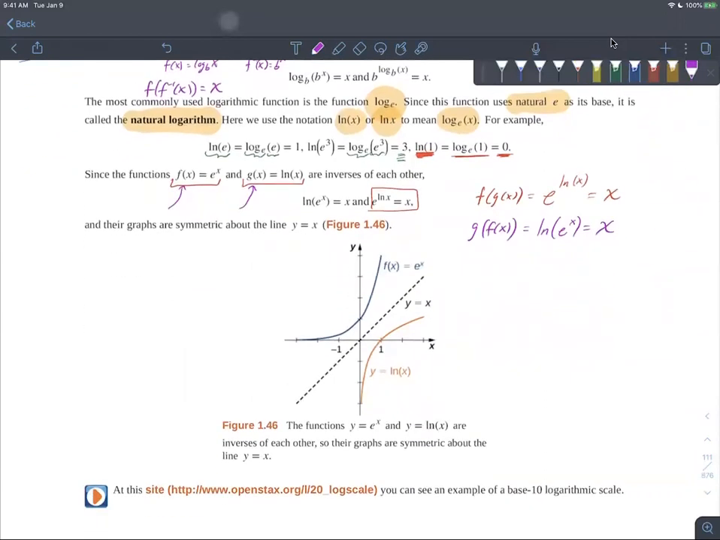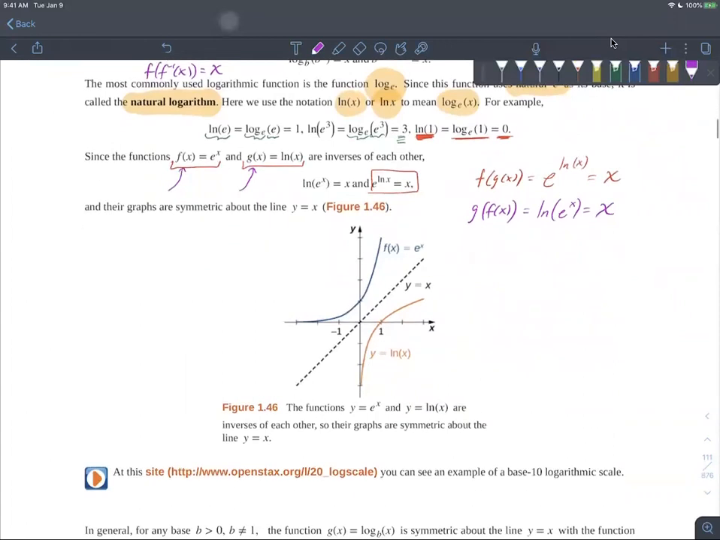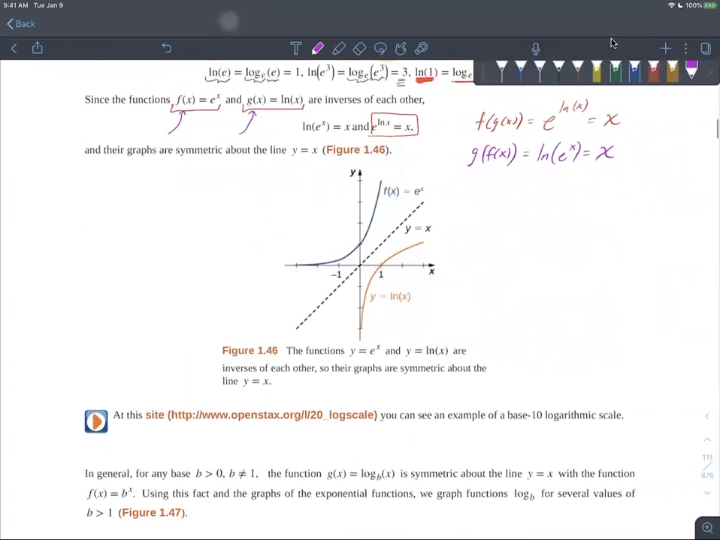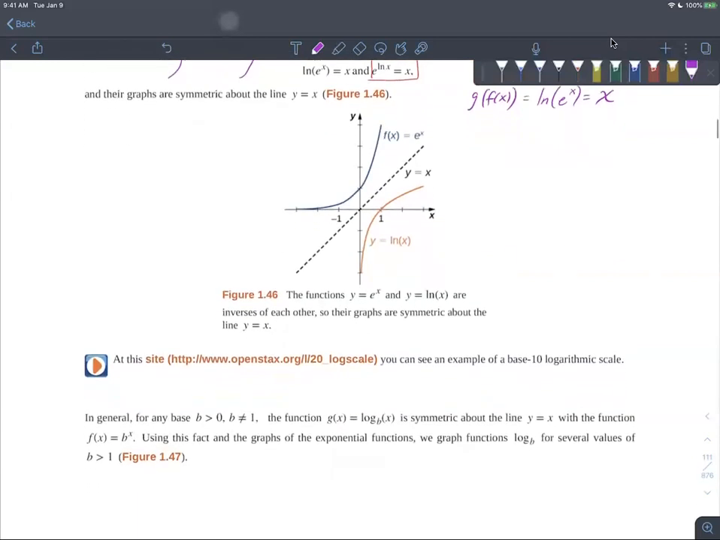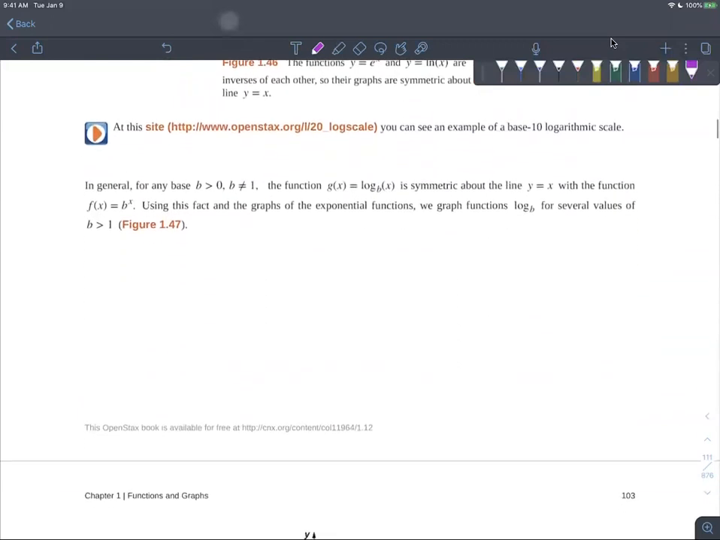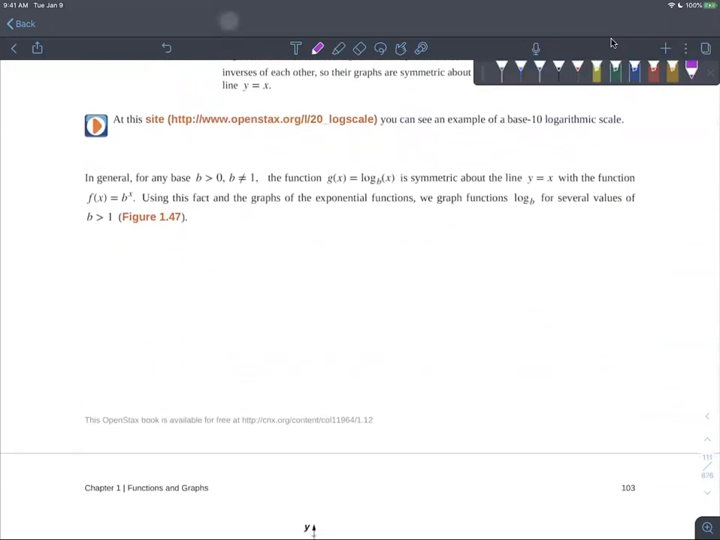And their graphs are symmetric about the line y equals x. Yeah, of course, that should be true because we said that from the previous section. All right, so nothing special there. Okay, in general, for any base b greater than 0, b not equal to 1, the function g of x equals log base b of x is symmetric about the line y equals x with the function f of x equals b to the x. Yes, of course it is. It should be. That's what we said in section 1.4. All right.